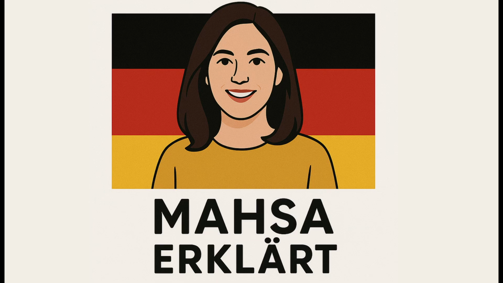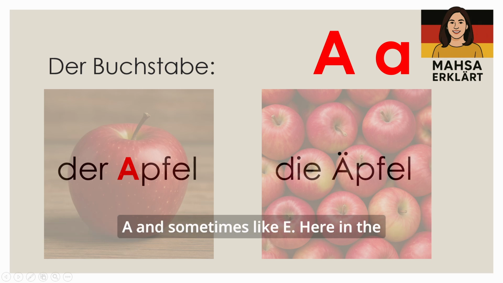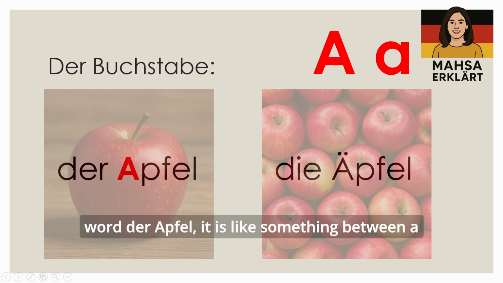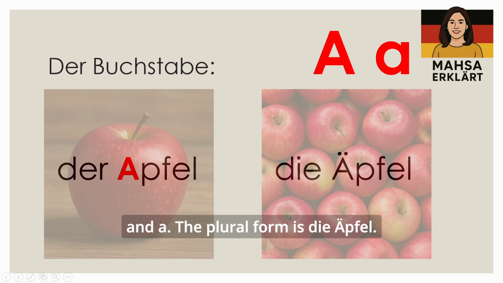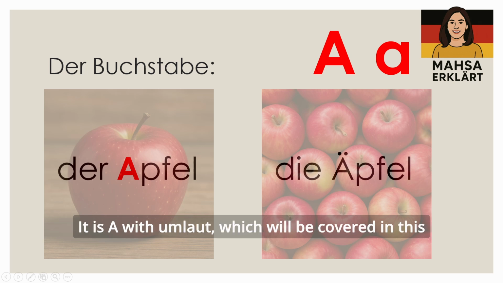So let's go. First letter is A, which is pronounced like A or A, and sometimes like E. Here in the word der Apfel, it is like something between A and A. The plural form is die Äpfel. The A that has two dots over it is not A anymore. It is A with umlaut, which will be covered in this video too.